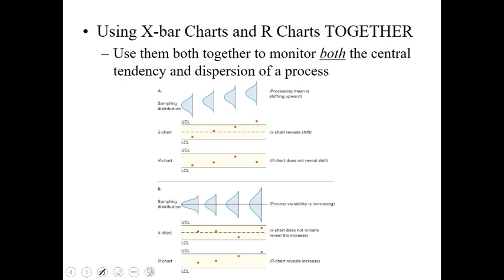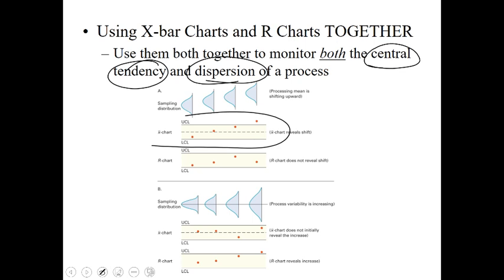The official terms are central tendency, which is the mean, and dispersion or spread, which is the range. So we have to be really careful. Here's an example where the X bar chart is out of control, but the range is in control. We've got to watch them both. And here's the opposite situation. So either one can happen. You have to monitor both, not just one or the other.